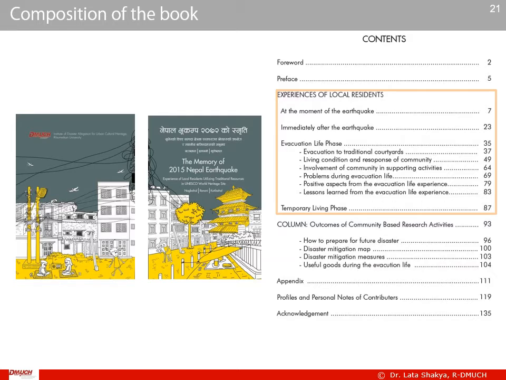This is the cover of the book and the contents. The book is composed mainly of the victims' experiences as they are, which make up more than 80% of the book. The remaining part is columns showing the outcomes of our team's research activities in the area.